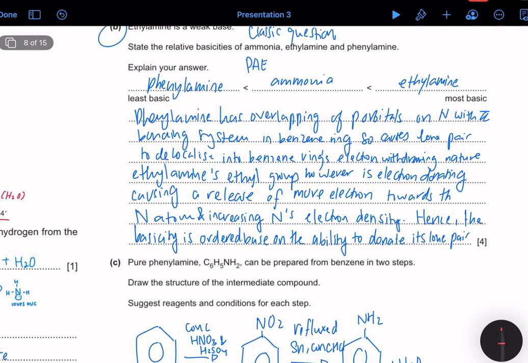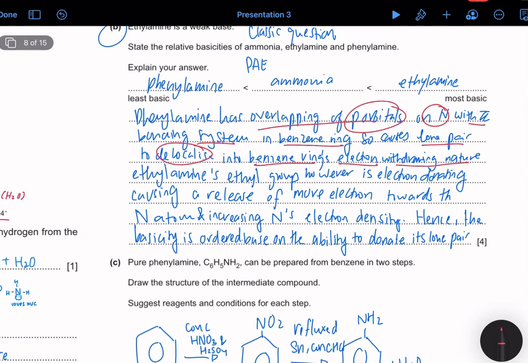Always remember that phenylamine is the least basic, ammonia is right in the middle, and ethylamine is the most basic. Phenylamine is the least basic because there is overlapping of p orbitals on N with the pi bonding system in the benzene ring. Because of this, the lone pair is delocalized into the benzene ring's electron withdrawing nature.